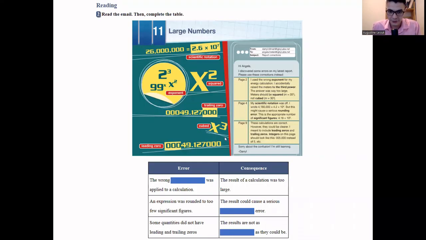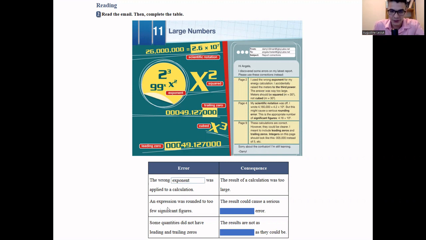Here are the answers. For the first one, the wrong exponent was applied to a calculation. And the result of that is that the result of a calculation was too large. So if you use the wrong exponent, you can significantly change the answer of your calculations, as mentioned here in page 2 of the passage. So you see in the first square over here, the person used the wrong exponent for their energy calculation, and that results in having an answer that was way too large, okay?